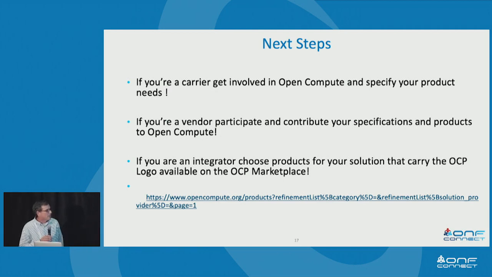And the link here is for Open Compute in the products page, which I think is the marketplace, where you can search on any type of products that are available through OCP, and it will come up with a list of available vendors for you.